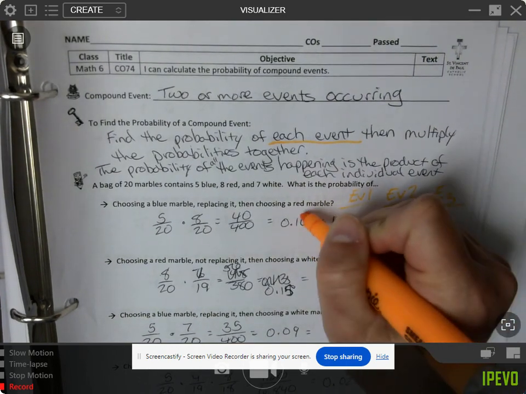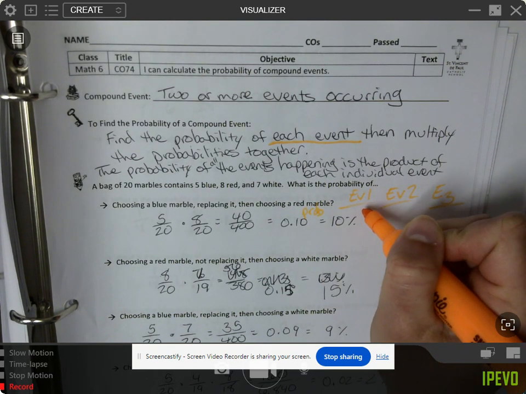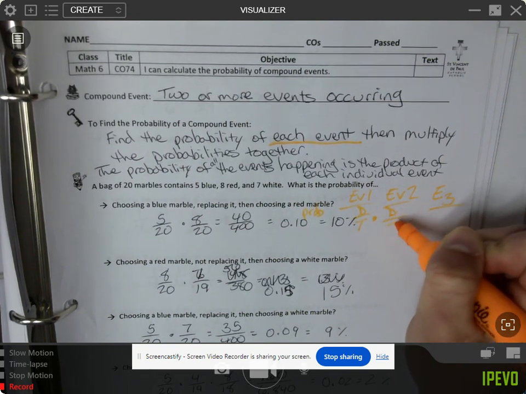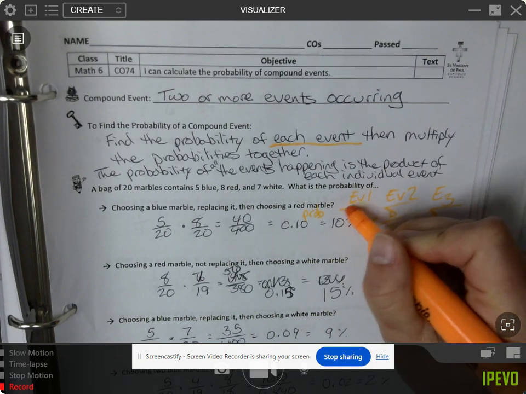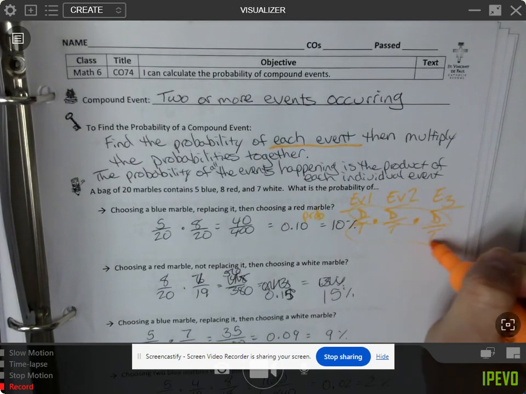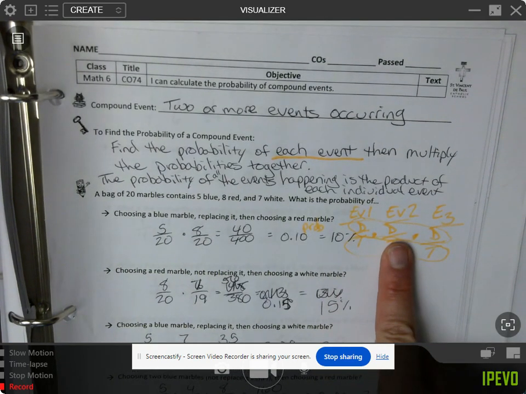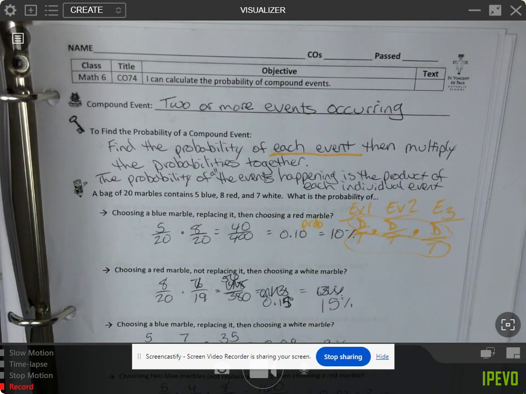And then I would put probability. You could say desired over total times desired over total times desired over total. Multiply across, multiply across. And then you do your same thing of finding your decimal and finding the percentage. So there's multiple steps to this one. So you find each individual event's outcome, and then we multiply across. Then we do the decimal, dividing for the decimal and percent.